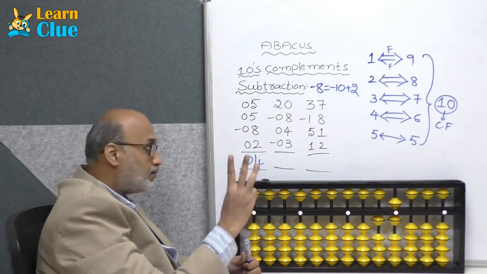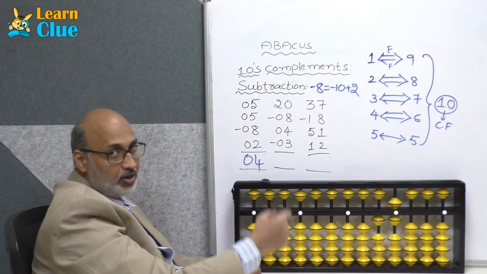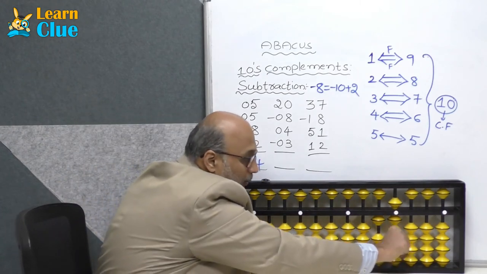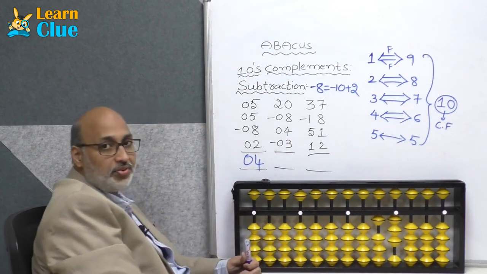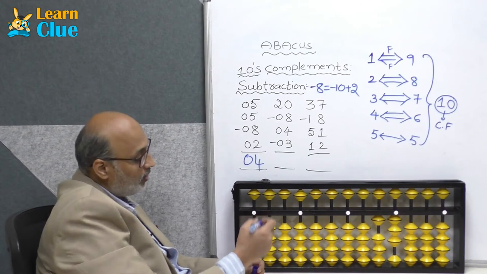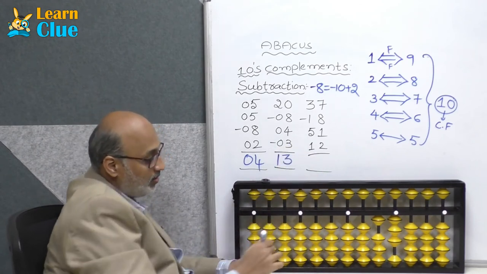Now they are asking minus 3. How to do minus 3? Think in 5's complements first. Okay. Which is nothing but plus 2 minus 5. Am I right? Isn't it? So, now tell me what is the answer. Answer is 13.